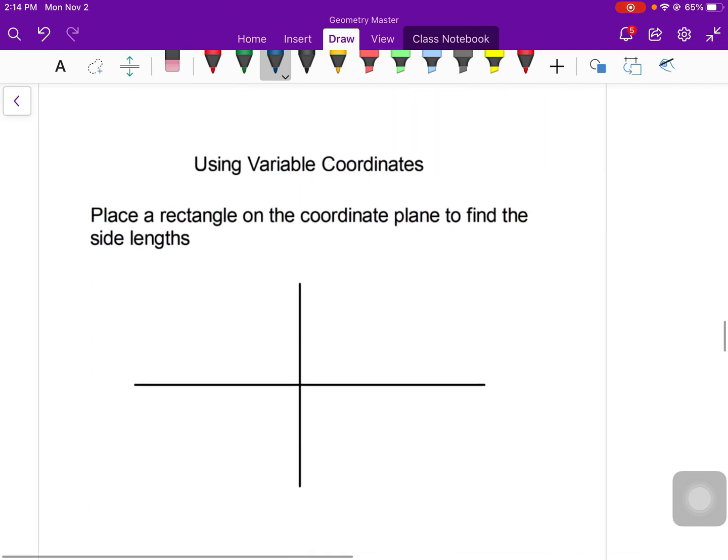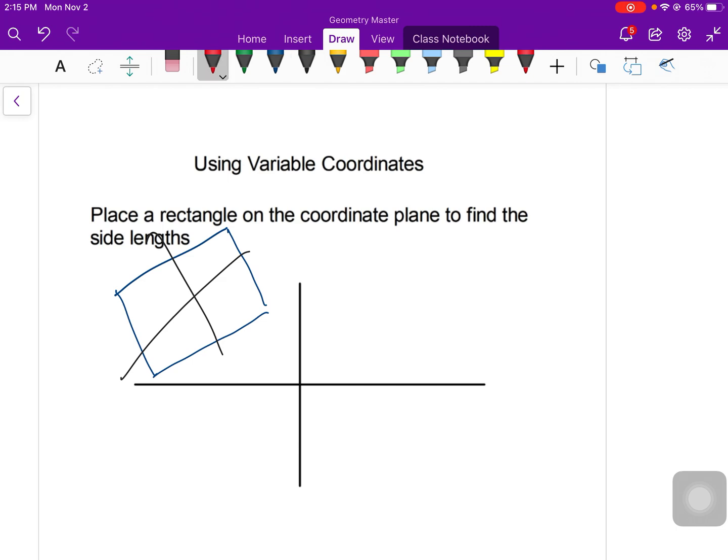All right, now this is something that is a little bit more advanced than what we've done in the past. We're going to be using variable coordinates. It says place a rectangle on the coordinate plane to find the side lengths. If I just said here is a rectangle, figure out information about it, you could put it anywhere on this coordinate plane. You could draw it at a weird angle like this. Don't. Okay, this is a bad choice. The best choice is going to be put a value here, here, here, and then somewhere up here.